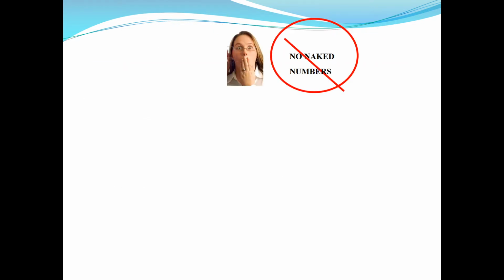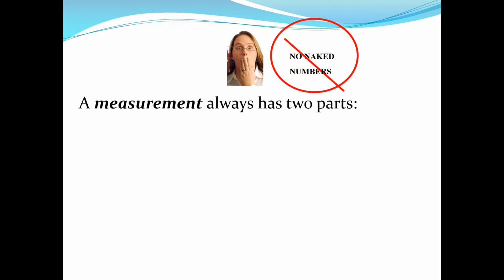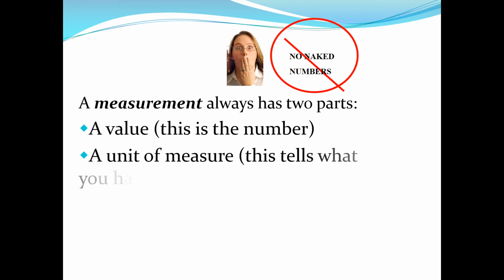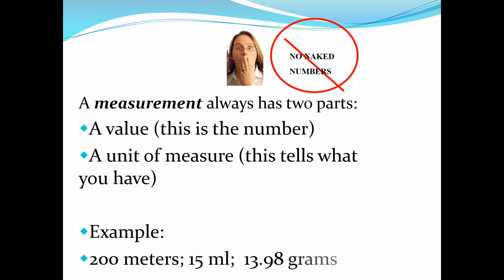So, there should be no naked numbers. A measurement always has two parts: a value, this is the number, and a unit of measurement. This tells you what you have. For example, 500 or 200 meters, 15 milliliters, 13.98 grams.